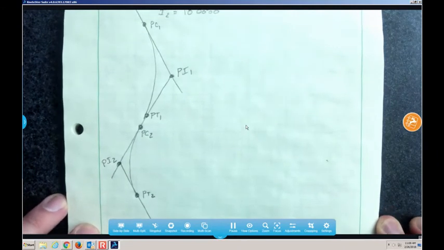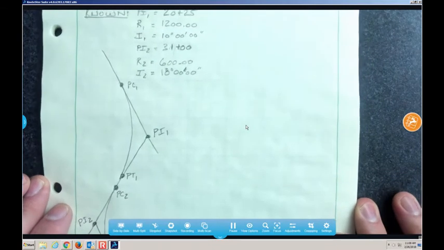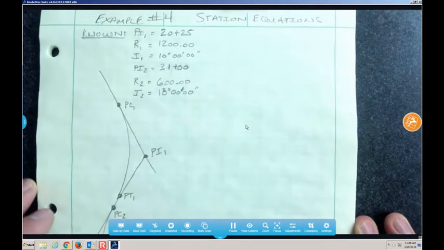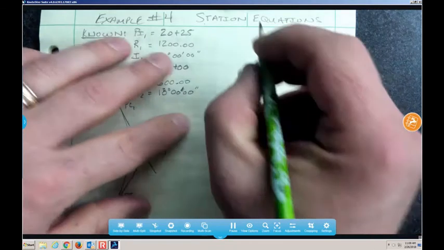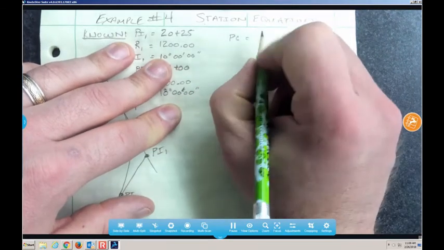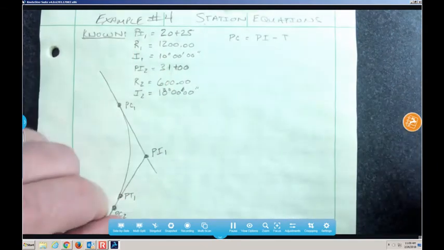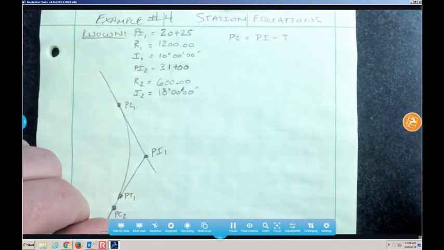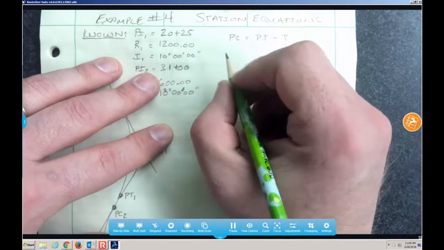Where do we start? Well, let's talk about this whole station equation thing that we're going to introduce here. In order to figure out stations, we need to know 3 simple things. Our PC is equal to the PI minus T. T is the tangent, right? So that's the first thing we're going to need to know.